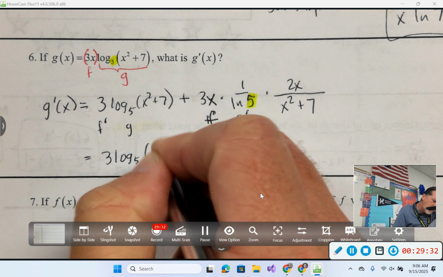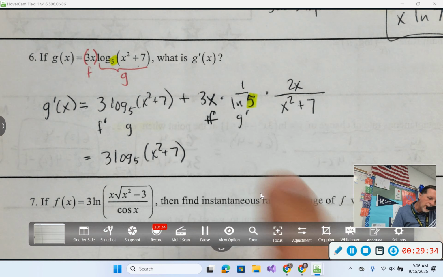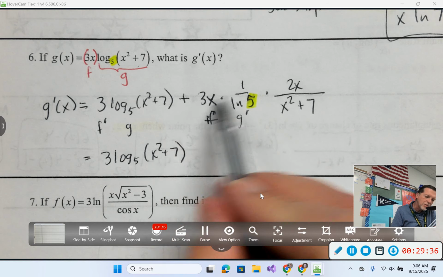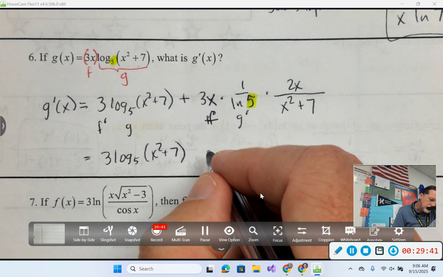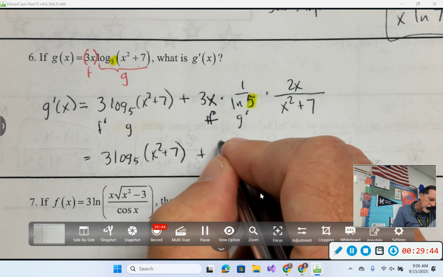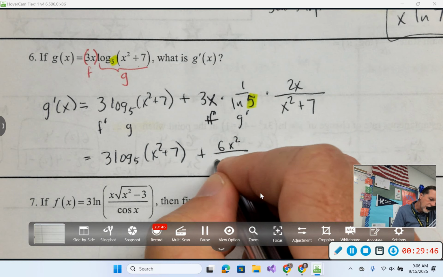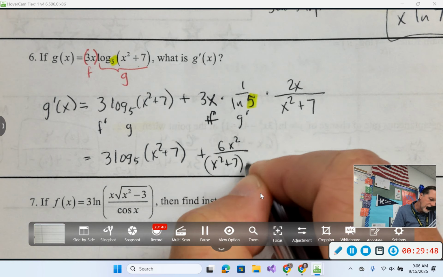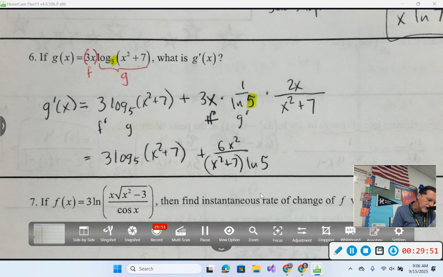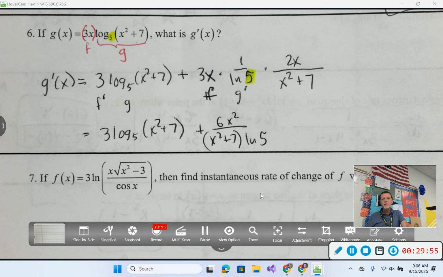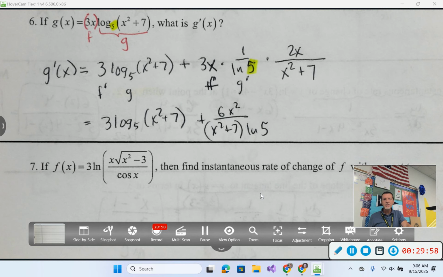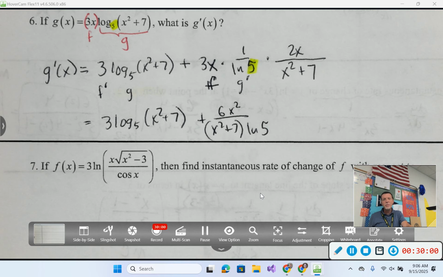3 log base 5 of x squared plus 7. Certainly not on that part. Oh, I guess on this part, 3x times 2x is 6x squared. So 6x squared over x squared plus 7 times natural log of 5. Cleaned it up just a little bit. Those are equivalent answers, which means they're both okay. But again, we like to clean it up for the multiple choice.